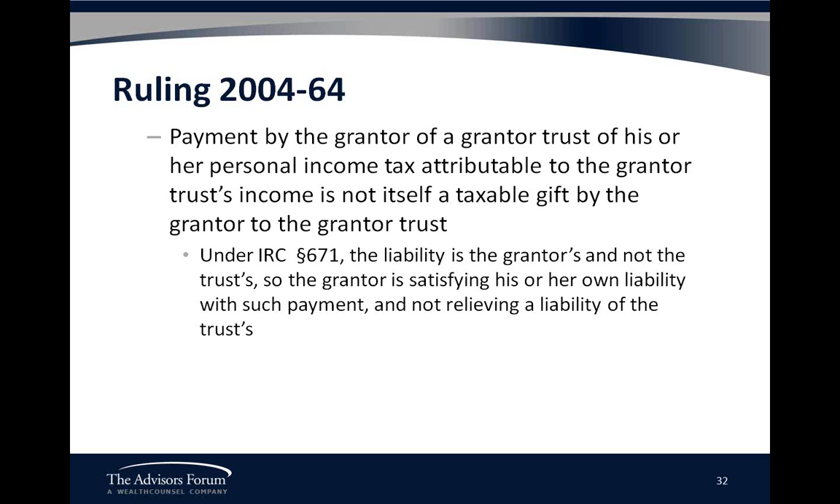Sections 671 to 679 say that the income of the trust, if it's a grantor trust, is on the grantor's 1040. So if the grantor pays his or her tax liability because of that income, then it's not a gift to the trust. So that's like the old asset burn technique. When we do the sale to the grantor trust, we're going to have the grantor pay the tax. We don't want the trust paying the tax.